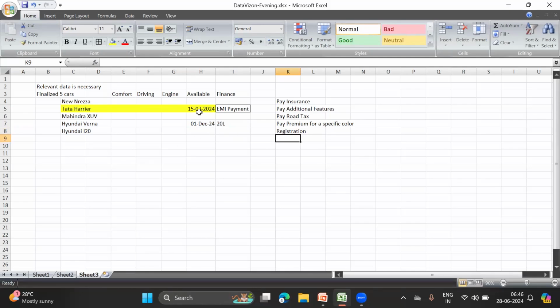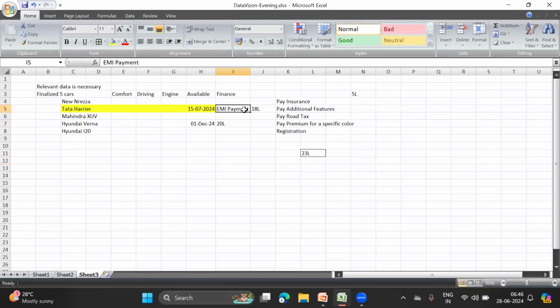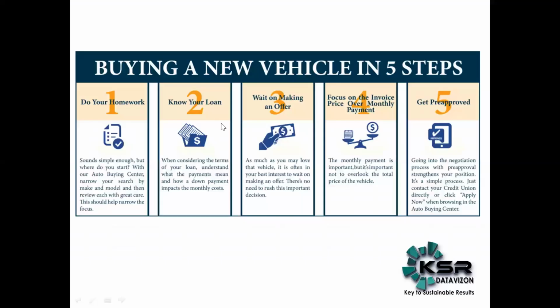So let's say if the car is somewhere around 18 lakhs, then we have to pay additionally, let's say 5 lakhs for this. I'm just exaggerating, but let's say in total you have to pay 23 lakhs and now finally you have the car available with you, right? So you did your homework, and then let's say you have gone for the EMI payments. Then you had to pay 18 lakhs in EMI, and you have to know your loan. You have to do all these things.